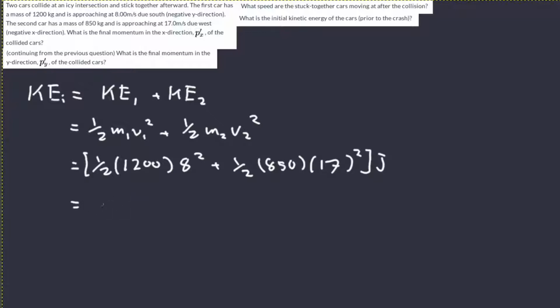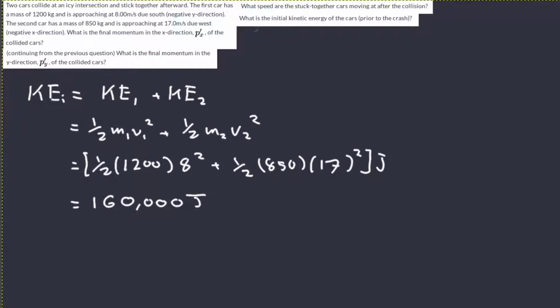And the answer that we come out with is 160,000 joules, if we again round off to our first two significant figures. So that will solve the problem for us.